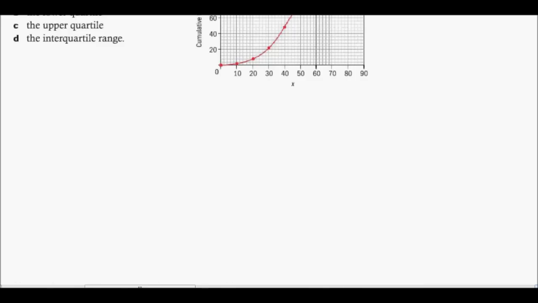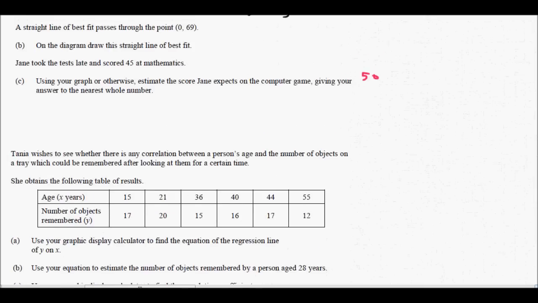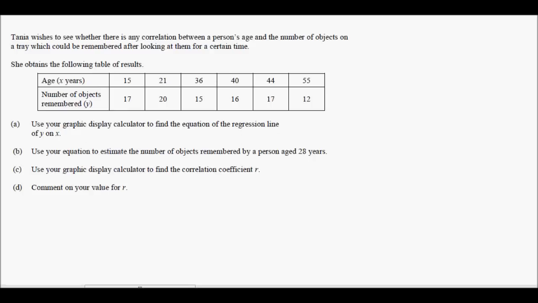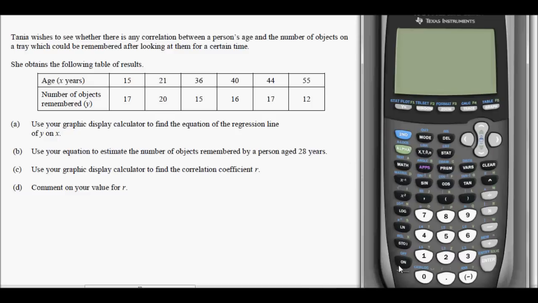We'll go on and we will do one now that has a data set with no graph on it. Okay, so Tanya wishes to see whether there's any correlation between a person's age and the number of objects on a tray. Okay, use your graphic display calculator to find the equation of linear regression. Okay, so we need to turn the calculator on, go to Stat, Edit, and we're going to enter in our lists.